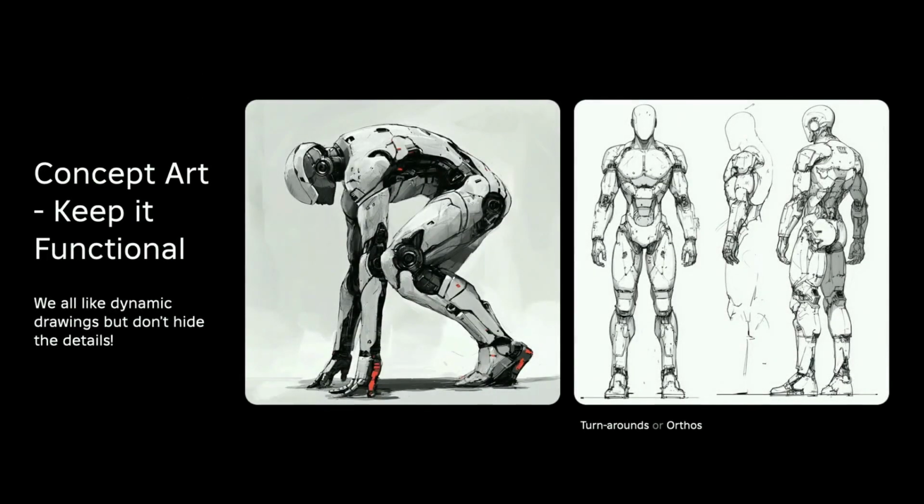The other thing to keep in mind is when you're doing concept art for characters, be kind to the modeler. Don't hide the details. We all love to see characters in dynamic poses. But like with this pose here on the left, if I was a modeler, I wouldn't know what to build in the guy's chest. So the one on the right is better. Essentially, we typically call these turnarounds or orthos. They are front, side, back, straight pose. Be kind to the modeler.